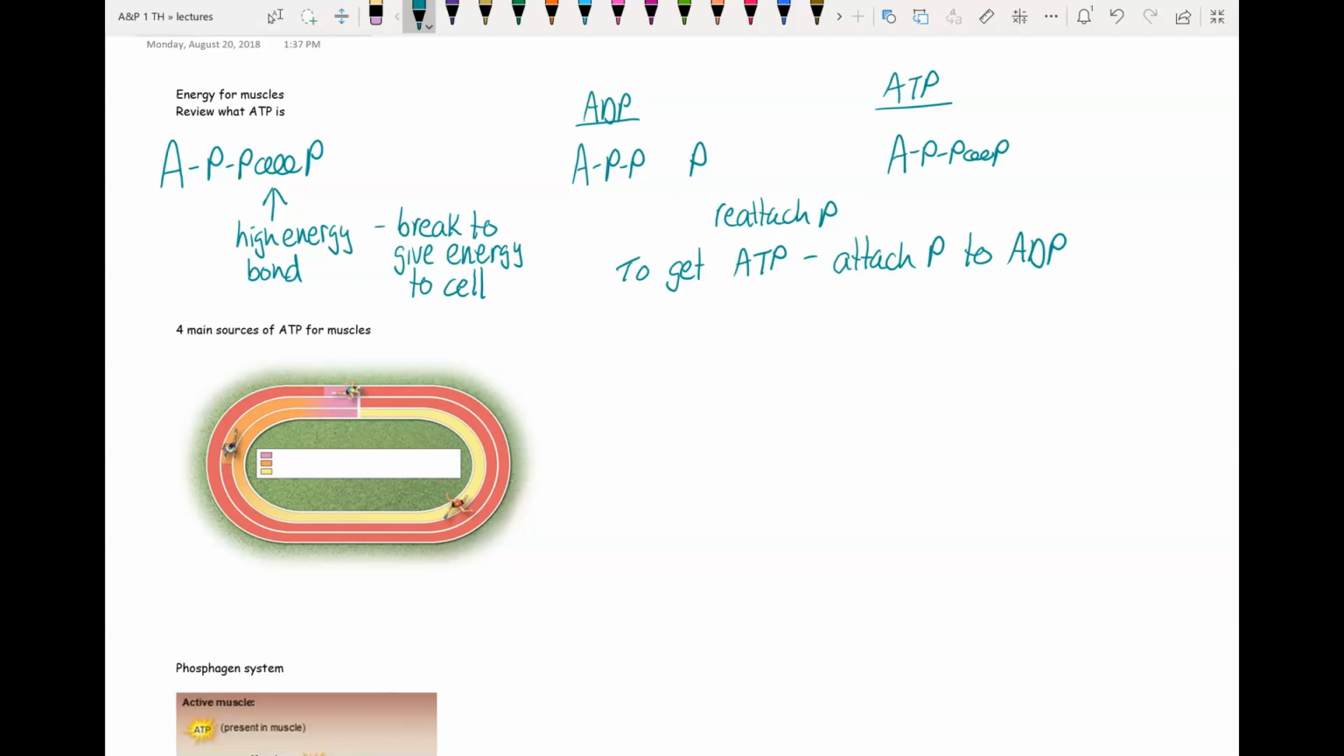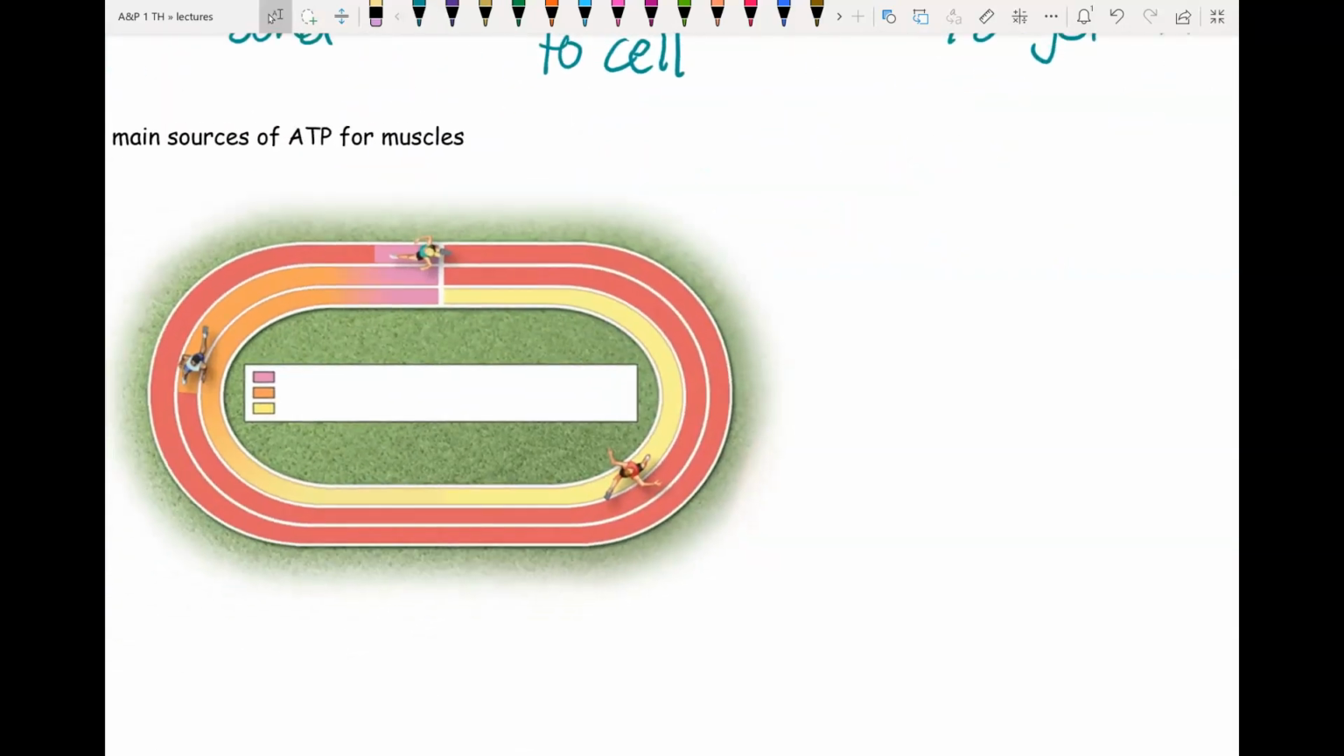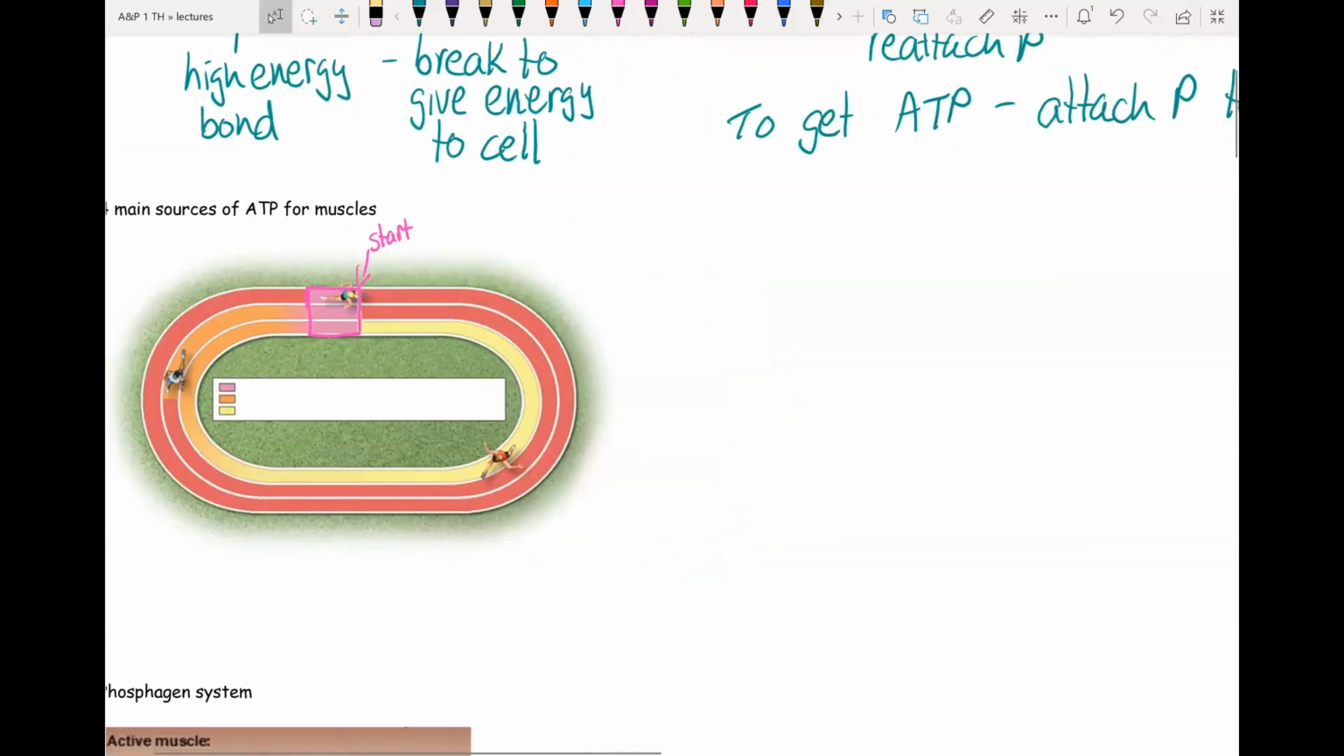In muscles, there's 4 methods. So we're going to take those 2 you already know, and we're going to add some more. This picture of the track is showing you when you use each of those 4 methods. We're going to start with the pink one. So notice the pink is the first part of the track here. Here's your start line. The pink is the one you use when your muscles first start working. And this is the phosphagen system. So phosphagen is the immediate energy when a muscle first starts working.